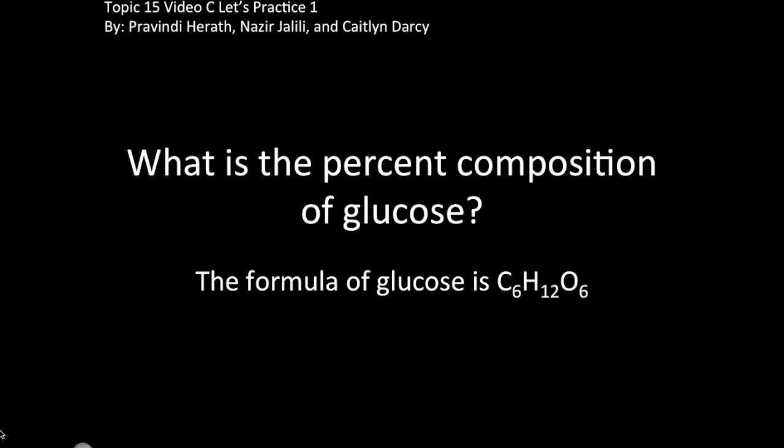Let's practice 1. What is the percent composition of glucose? The formula of glucose is C6H12O6.